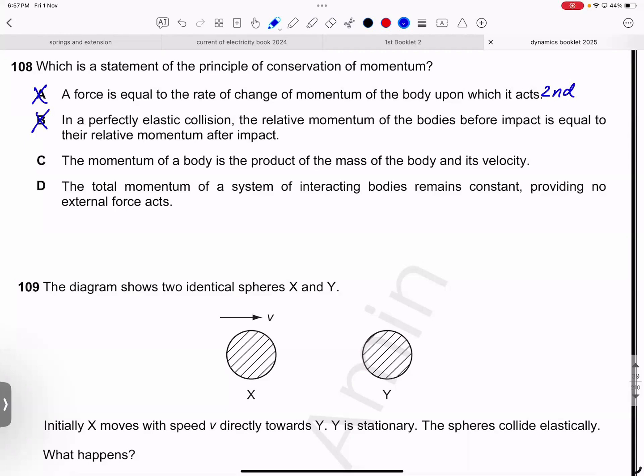The momentum is the product of mass and velocity. It is not the principle, it is the definition of momentum. So the total momentum of a system of interacting bodies remains constant provided no external force. No external force means an isolated system. So the total linear momentum of any isolated system always remains constant provided no external force acts on it.